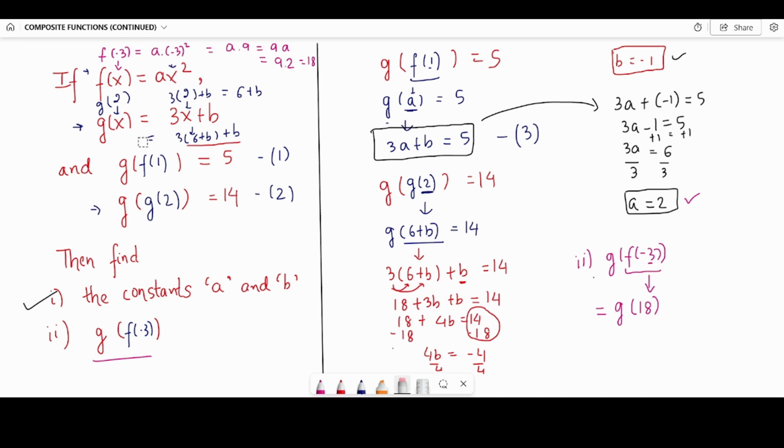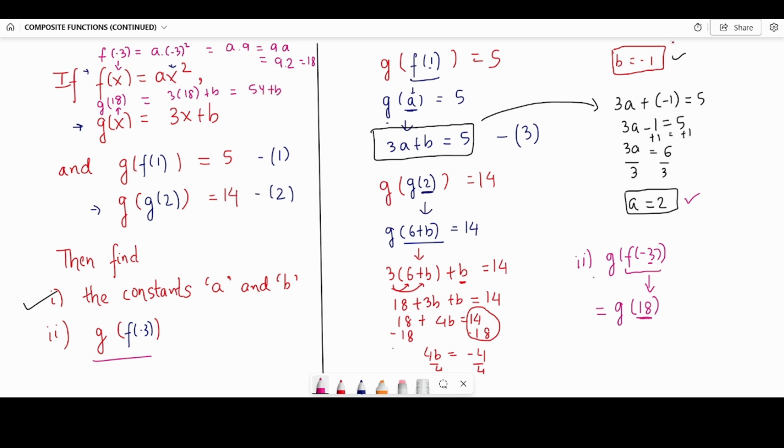So let me erase this quickly. So to do that, we will go to the function g of x, and in g of 18, the required input is 18. That means in place of x, we are going to put 18 everywhere. So we will get g of 18 equals 3 times 18 plus b. That will be equal to 54 plus b.